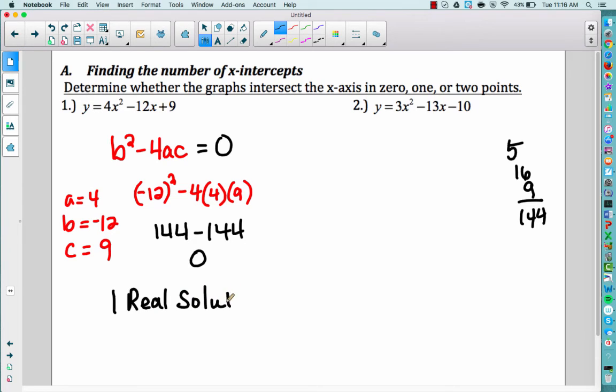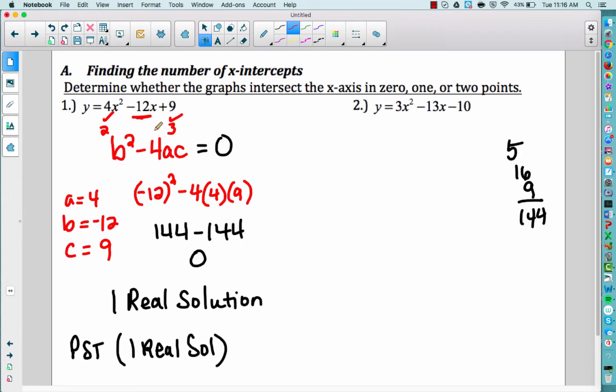Another trick with that is if it is a perfect square trinomial, then it will have only one real solution. Let me say that again. PSTs have one real solution, or one x-intercept. So I look at it. Is it a perfect square trinomial? Nice place to review here. 9 is a perfect square and positive. 4 is a perfect square and positive. Their square roots are 2 and 3, and the number in the middle is double their product. So yes, it is a perfect square trinomial. Just a nice little thing for you to know.